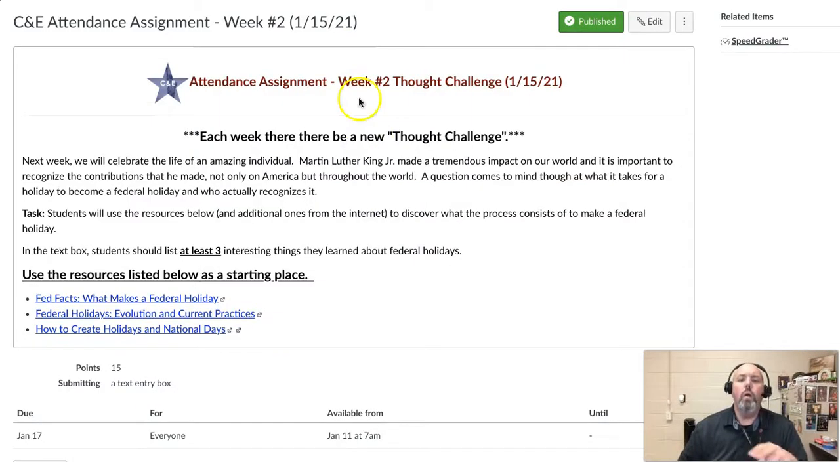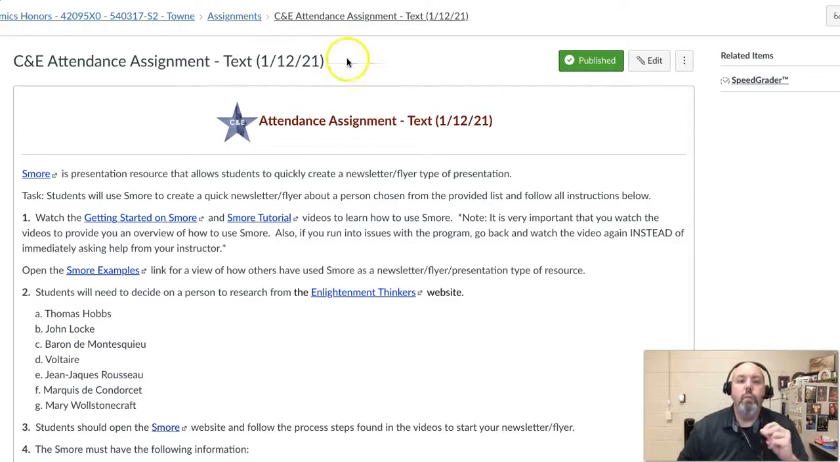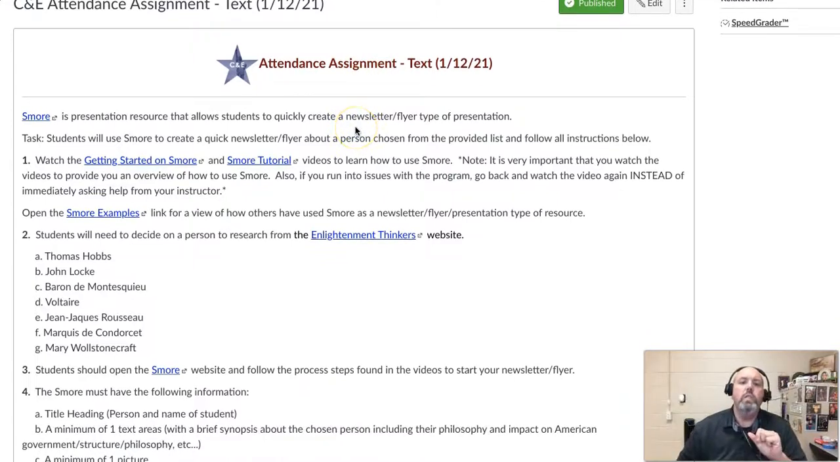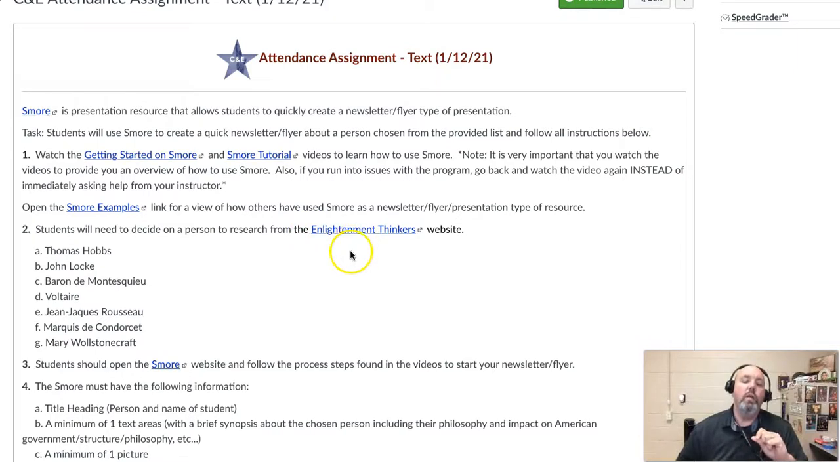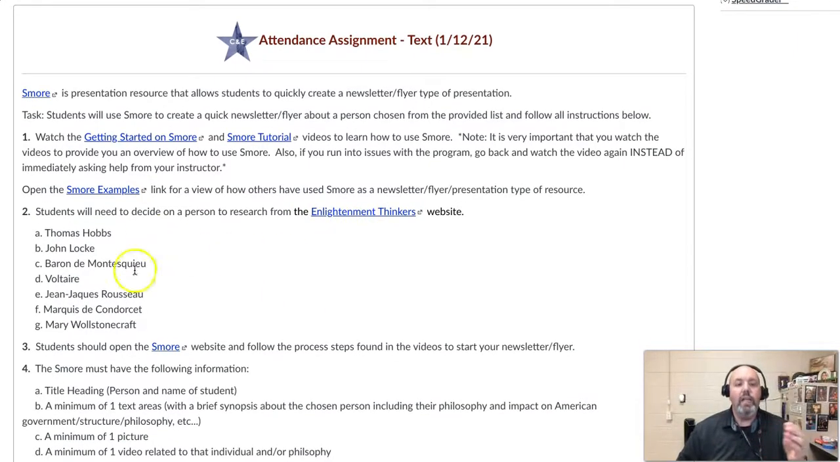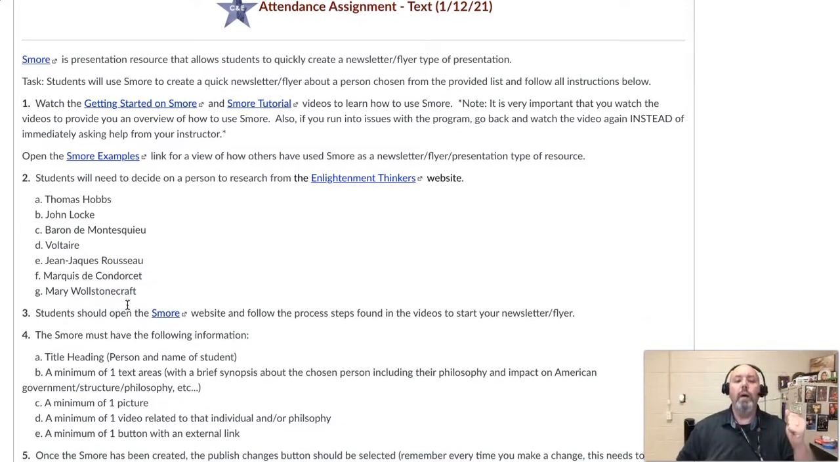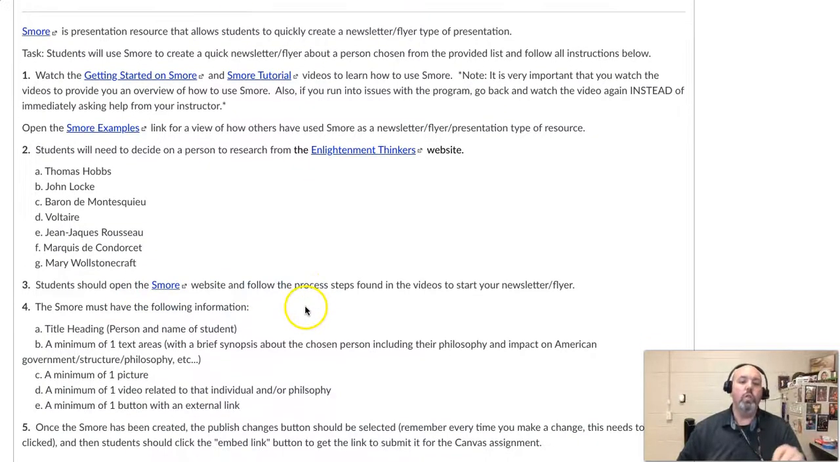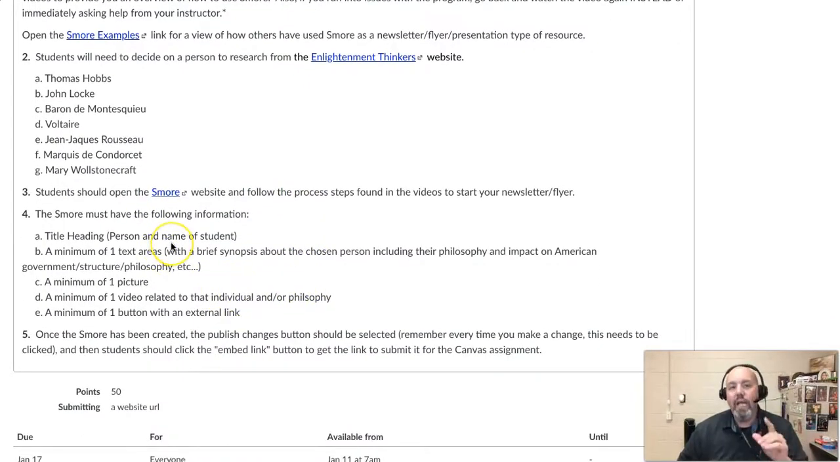Now this Smore is a presentation resource that you've used before. Very simple, very easy to use, and so this is going to be a tutorial if you want to use it, or if you just want to dive right in. It's very, very simple to use. And you're going to decide on one person from this website. There are, I think, 7 of them here that you can do, and most of them you've learned about before in world history. But you're going to do the resource of Smore, and you must have the following information.